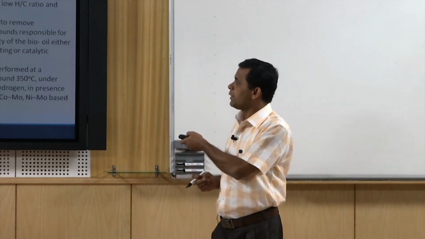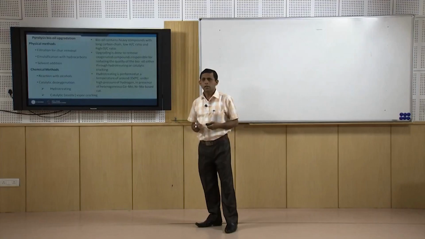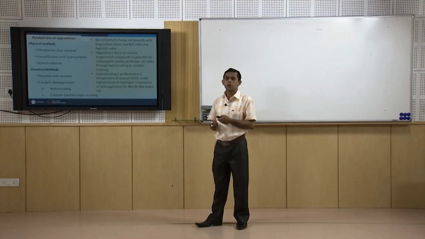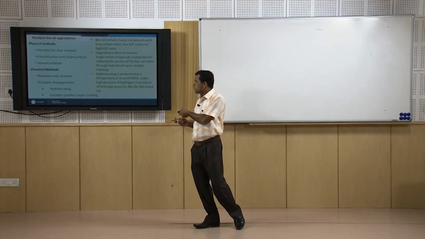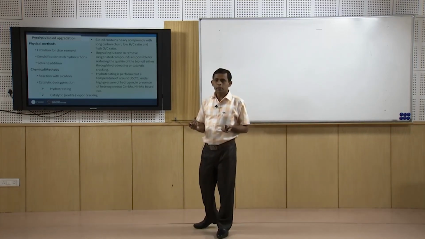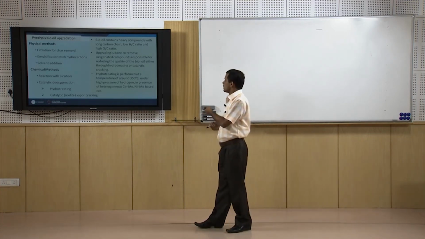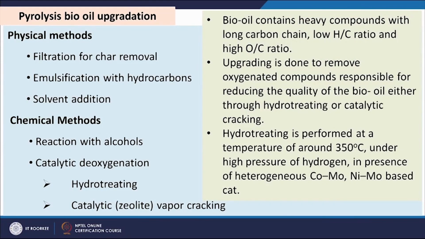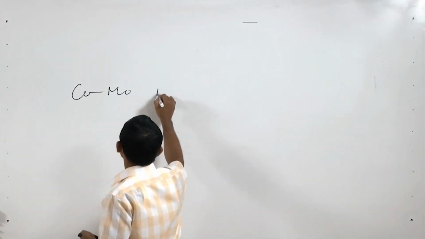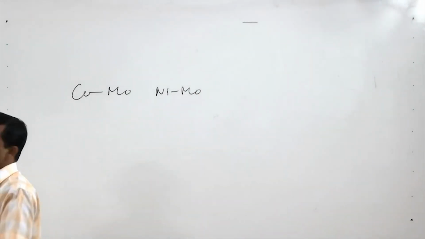The physical methods are filtration for char removal, emulsification with hydrocarbons, and solvent addition. For the chemical methods, there are reaction with alcohols and catalytic deoxygenation. The catalytic deoxygenation can be done either by hydrotreating or by some other approach such as catalytic vapor cracking. This hydrotreating is performed at a temperature of around 35 degrees centigrade with some catalysts, that is cobalt molybdenum and nickel molybdenum. So, using these catalysts the hydrotreating is possible.